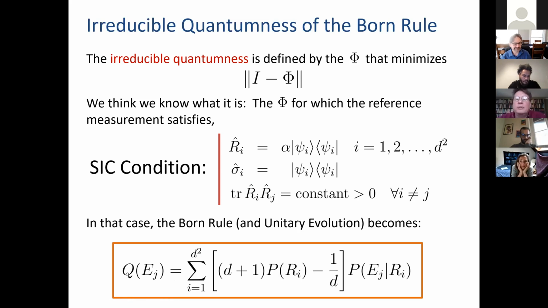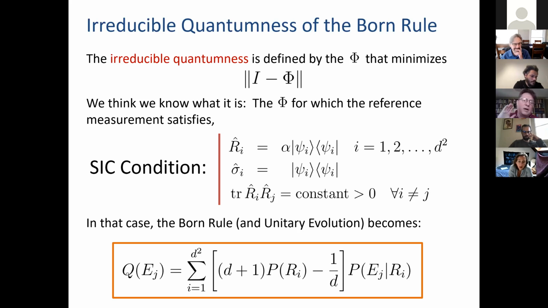Now here's the catch. Can you find a set of operators Ri, d squared of them on a d-dimensional space, that have this beautiful symmetry condition? For 20 years, people have been working on trying to prove that you can. There are examples now known all the way up to dimension 5,000, and every dimension between 2 and 193, I heard from Markus Grassl the other day, has been shown to have a solution. But no one has proven the existence of these things. The existence question is a hard problem.